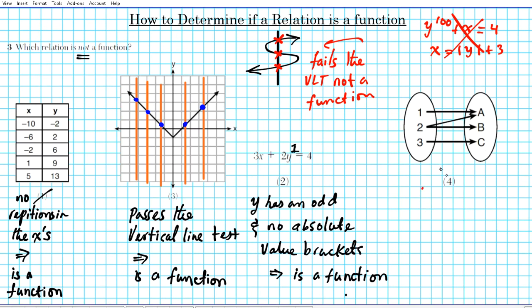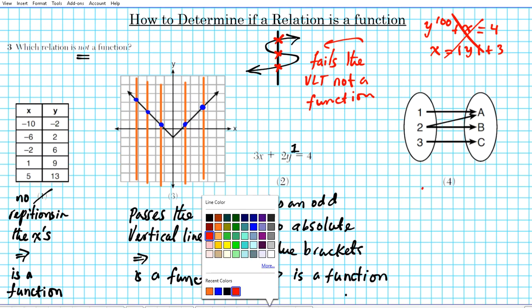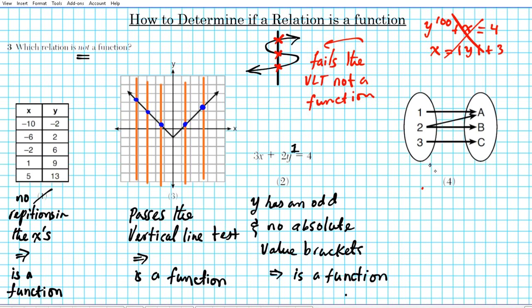All right, number 4. We have a map here. So this one is a little bit complicated to do. You could visualize it, but if you just take a look at what's going on, you want to ask yourself, is every input going to a maximum of one output? That's what you're asking. 1 is going to exactly A, which is good. 2 is going to A and B, which is horrific. That is a no-no. So since this 2 is going to 2 outputs, that automatically tells you that this relation is not a function.